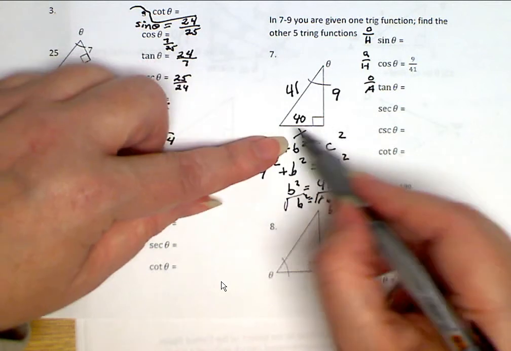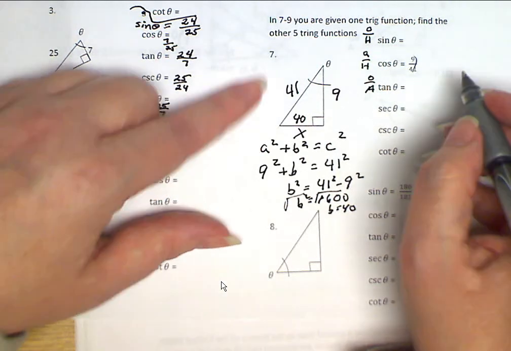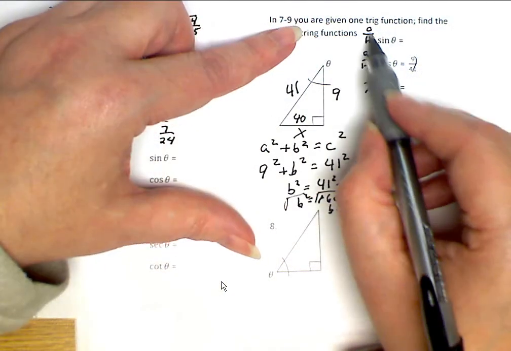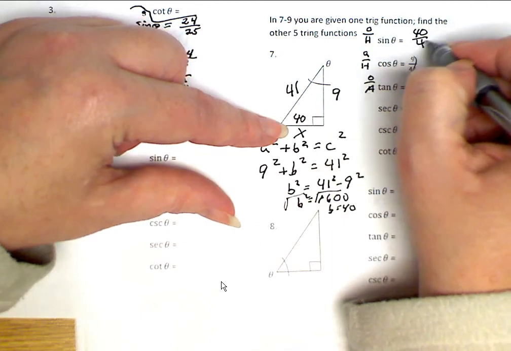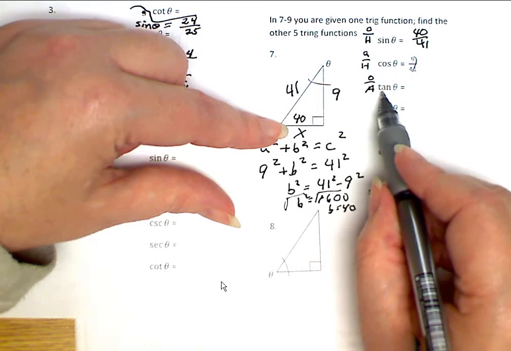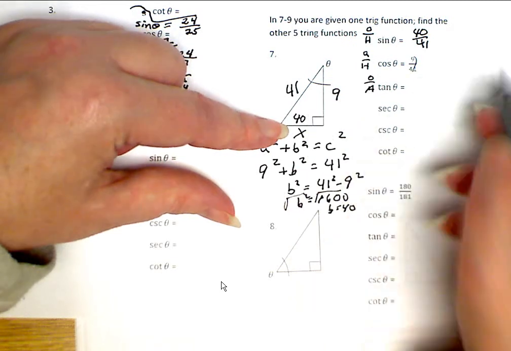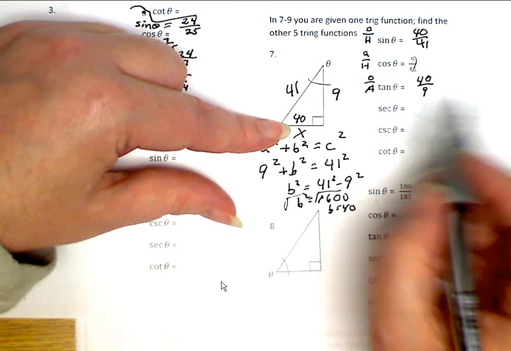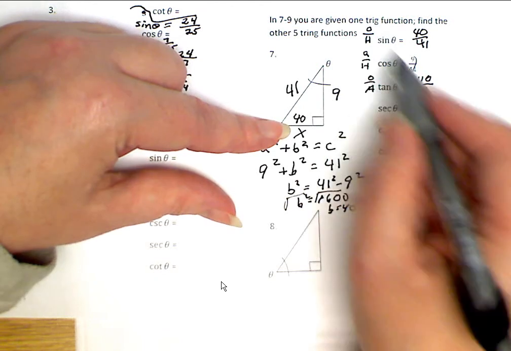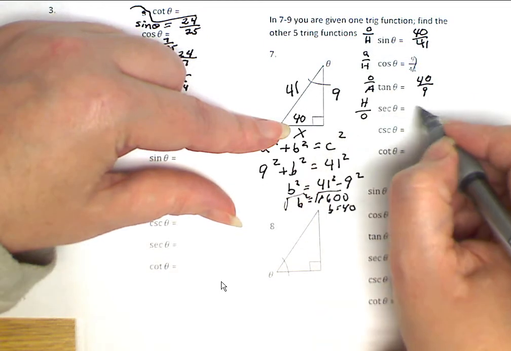Which is the O, the opposite. So then we can fill in these trig functions here. Again, our sine is opposite over hypotenuse. So it's 40 over 41. We have tangent is opposite over adjacent, so 40 over 9. Remember, your secant is your hypotenuse over adjacent, so 41 over 40.